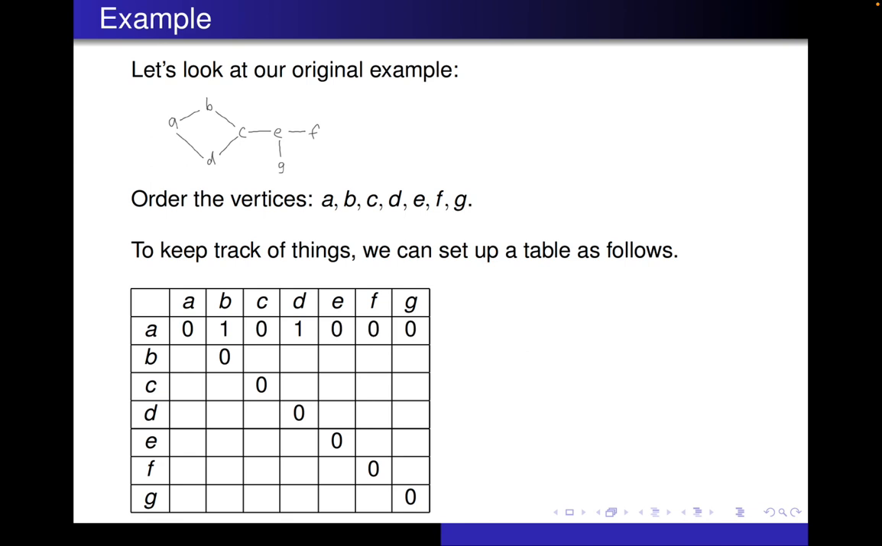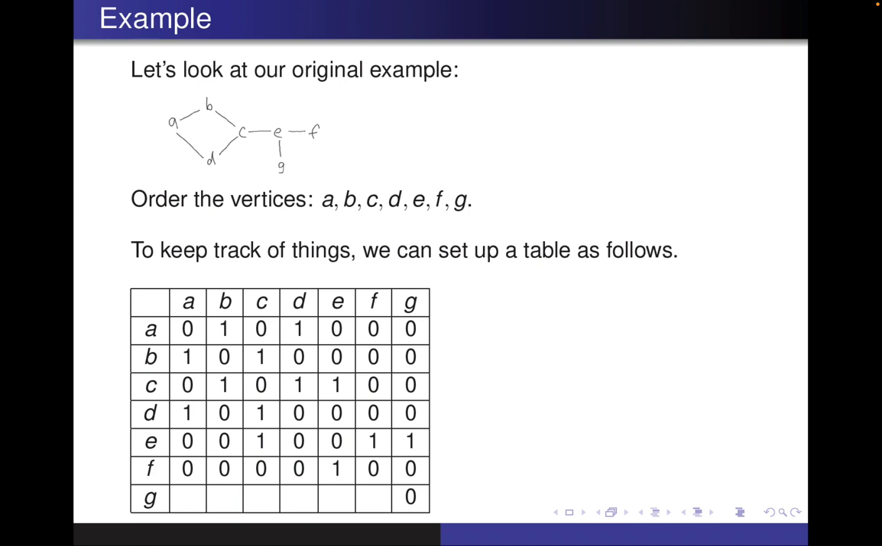We'll do the same with B. Notice that B is adjacent to A and C, so we're going to put 1s in those places, but it's not adjacent to anything else, so we're going to put 0s in all the other places. We do the same thing with C, and with D, and with E, and with F, and with G, and that gives us our adjacency matrix.